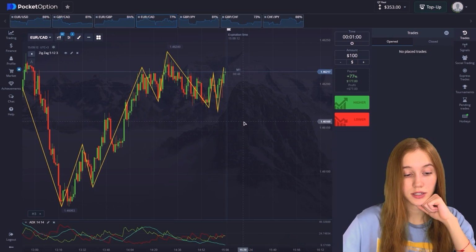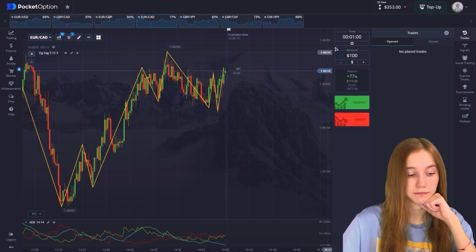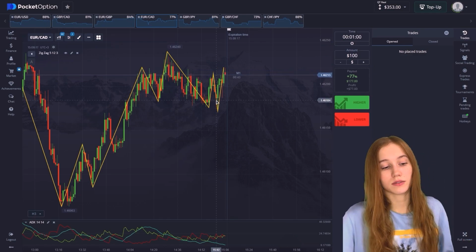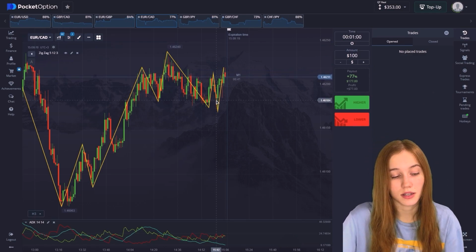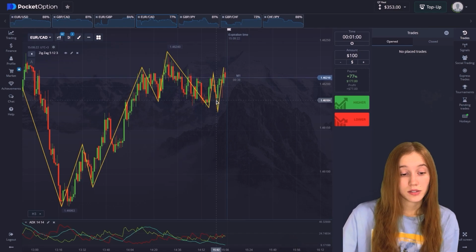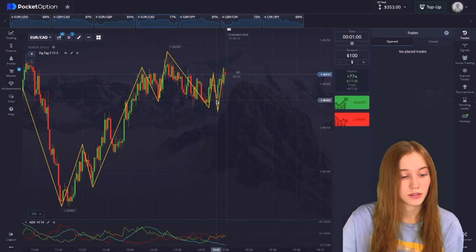decreasing in chart. The deal closes at 0. We see the balance was $353 and remains the same. So it happens. Not bad.